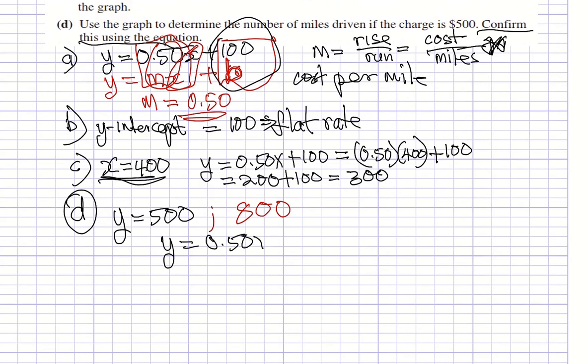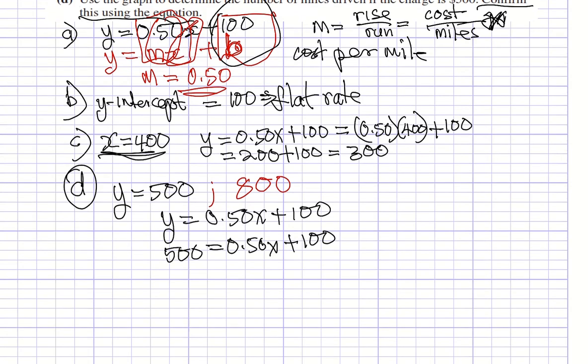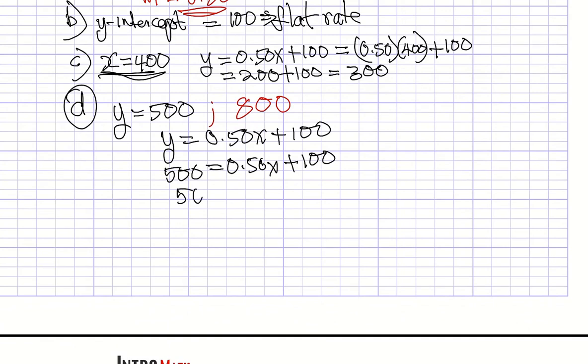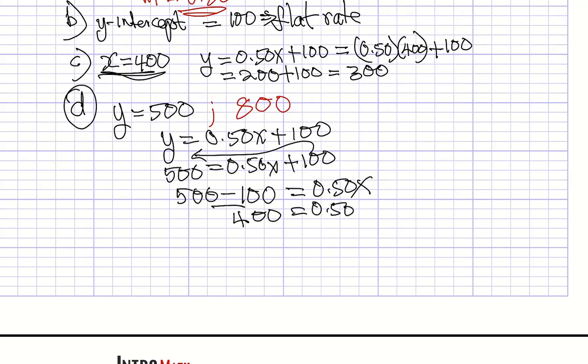Y equals 0.50x plus 100. You plug in y equals 500, so 500 equals 0.50x plus 100. So you solve that. What do you get? You get 500 minus 100. I moved the 100 to the left, and it changes sign. That equals 0.50x. So you get 400 equals 0.50x.